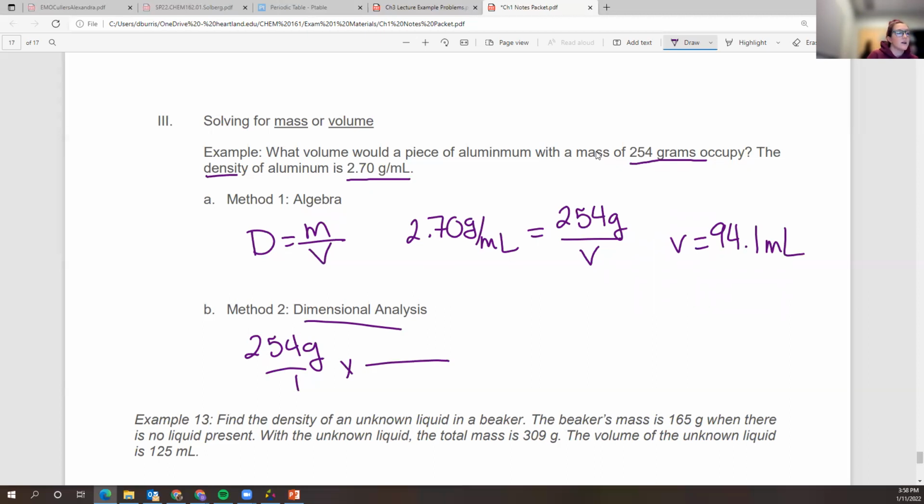Now, in this case, I need grams to go away. So I'm going to put the grams part, the 2.70 grams, on the bottom and the 1 milliliter on top. Because remember, you can put it whichever way you need to in order to get your units to cancel out. So my grams will cancel out, and this will tell me my milliliters. I would also get 94.1 milliliters. Either method is completely acceptable.